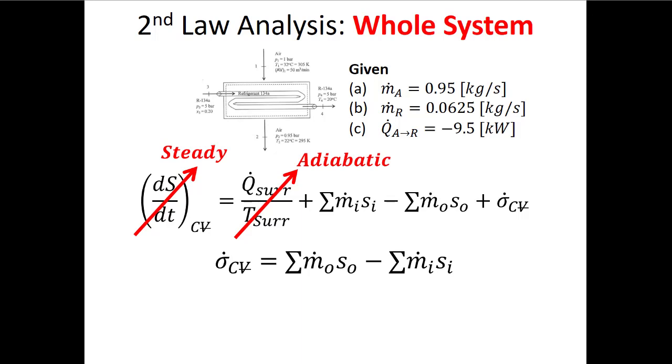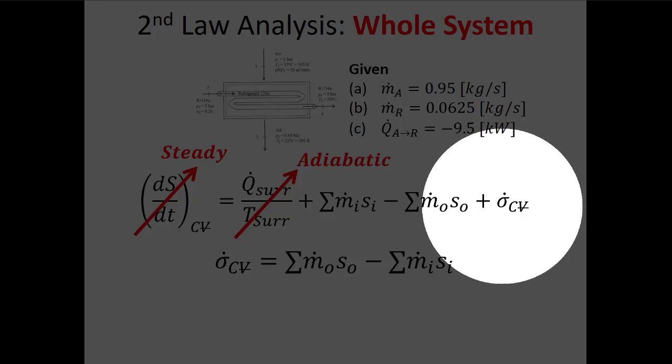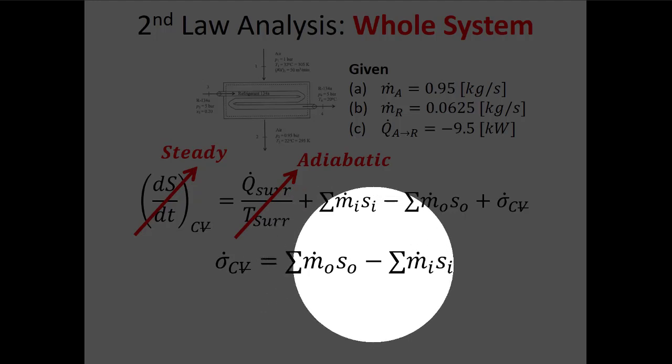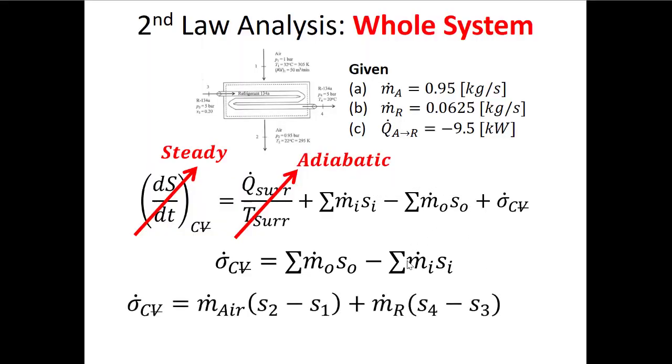So now I can take my second law and isolate this sigma dot, or entropy generation term. And I see that it's the sum of m dot out S out minus the sum of m dot in S in. Just like I did in the first law, I'm going to collect these terms by the type of mass. So I have m dot air times S2 minus S1, that's the outlet of the air minus the inlet of the air, plus m dot of the refrigerant times the outlet of the refrigerant, S4, minus the inlet, S3. I know for this process to be possible, sigma dot has to be bigger than 0.